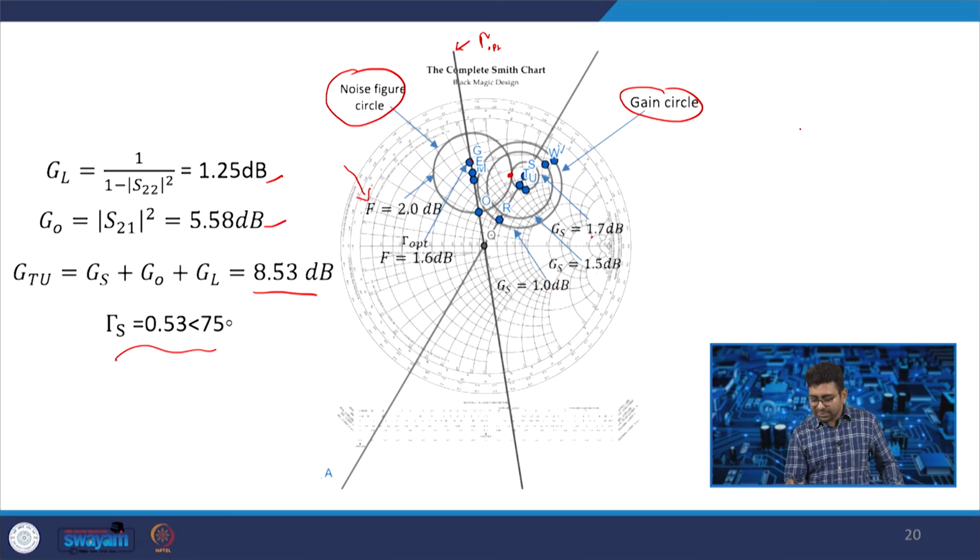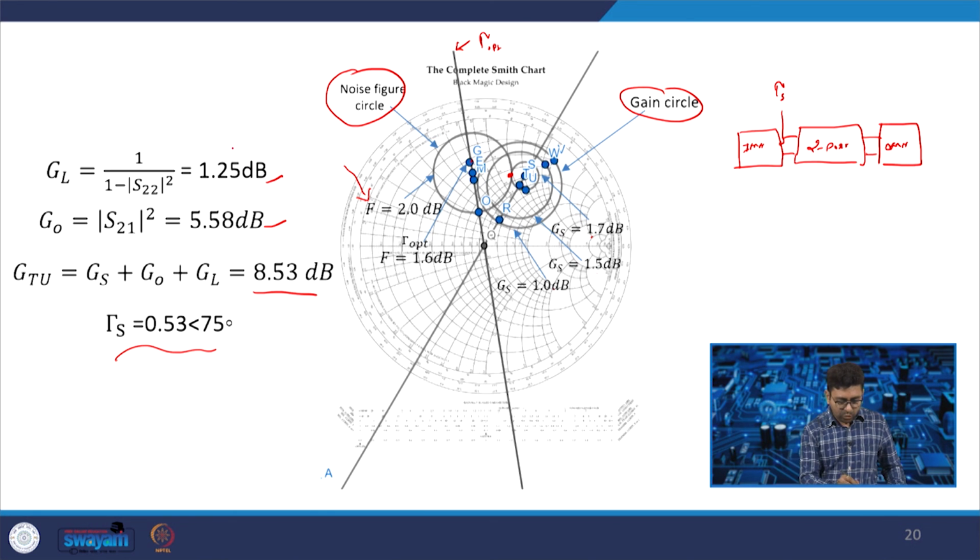Now the only task that remains is, you already have a 2-port network. So this is a 2-port network. Based on the value of gamma s, you can find out the input matching network. So now you already know the gamma s value. You can use an LC matching or stub matching as per your application, and then you can make an output matching network to get the gain of 1.25 dB that we have already discussed while designing the amplifier.